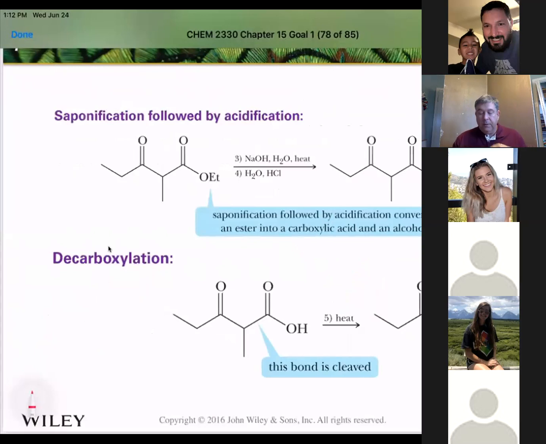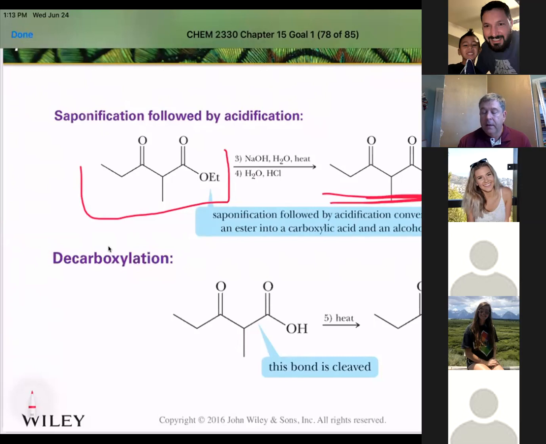Now, this is what we can do after that. Once we've formed that compound, that beta keto ester, we can actually use our saponification, our base, to react the ester and form our carboxylic acid.